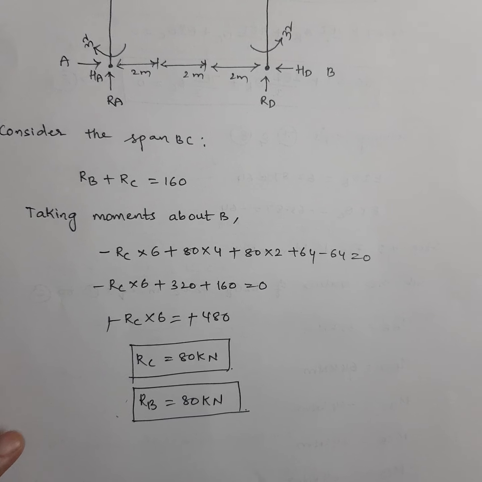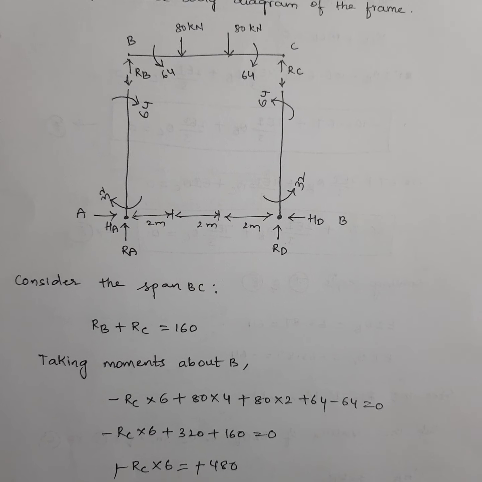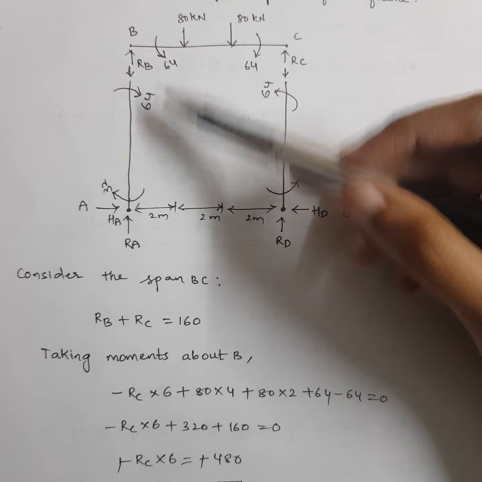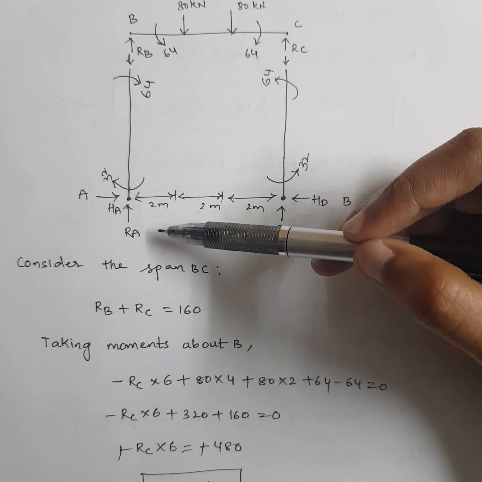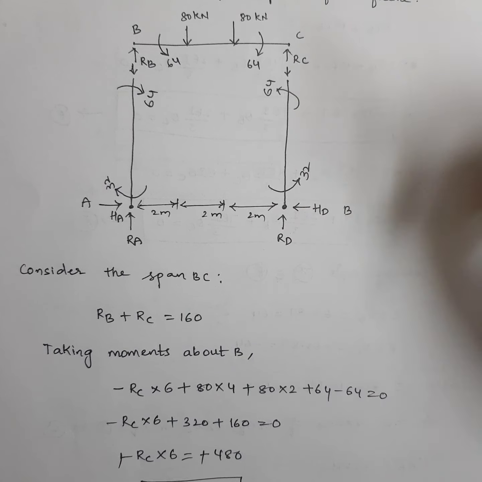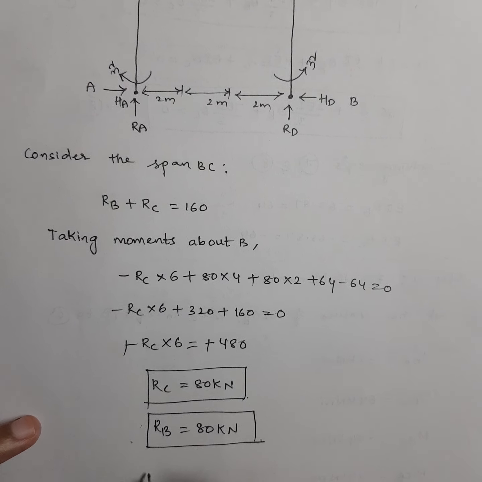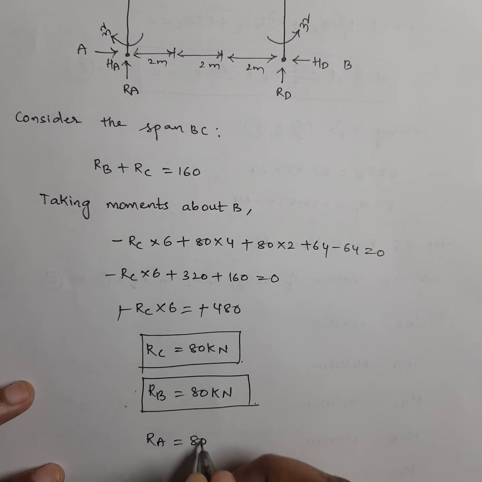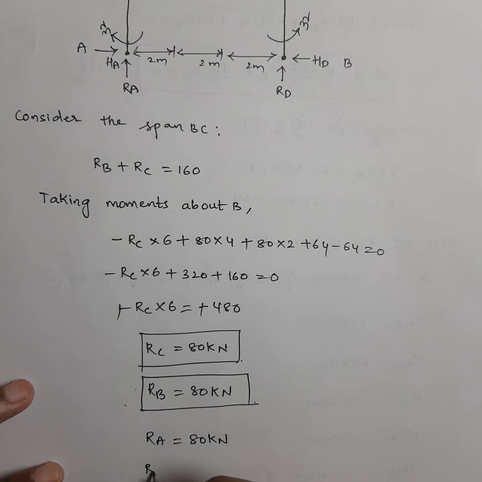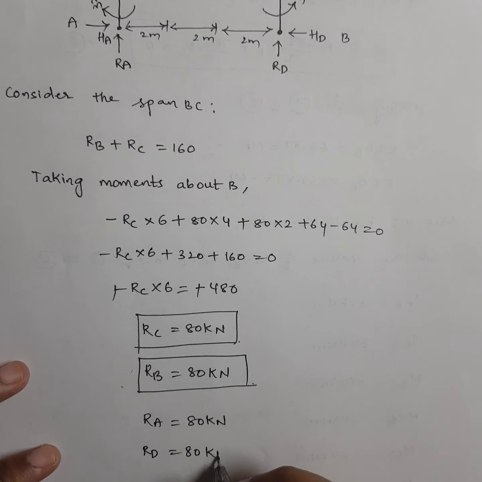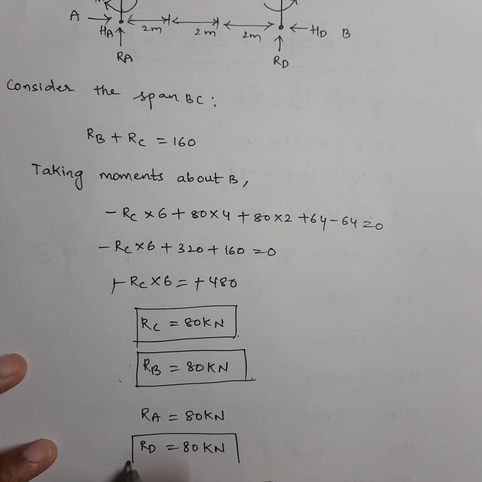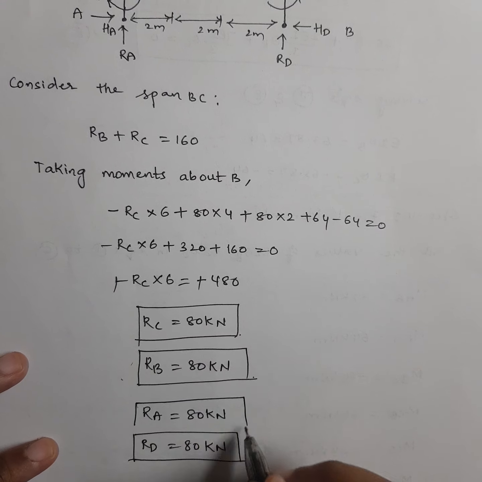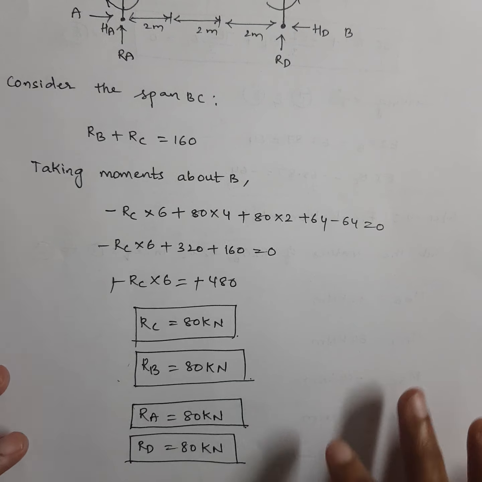RA and RB are collinear, so RA and RB are lying on the same line. Now I got RB, which means RA is also 80. Similarly RD is also 80. So therefore RA is also 80 kilonewton, and similarly RD is also 80 kilonewton. So finally I got all the reactions so that I can draw the shear force diagram.